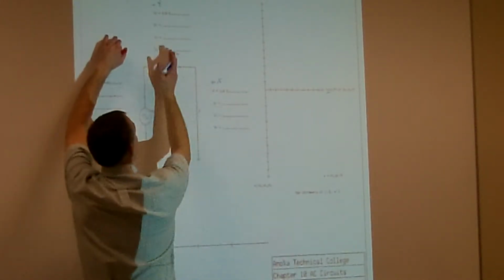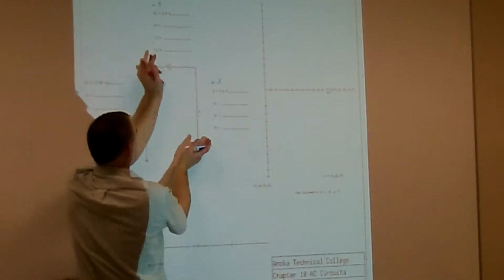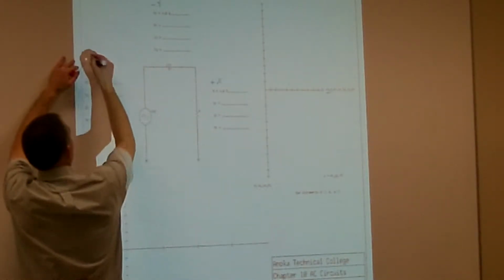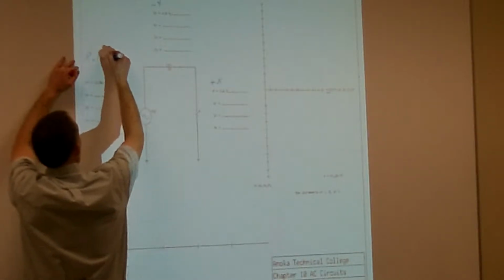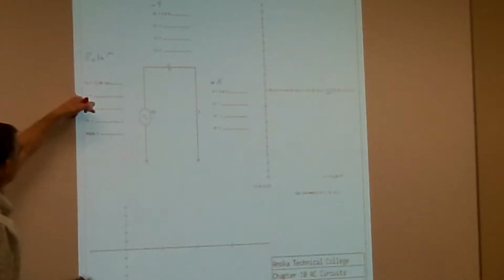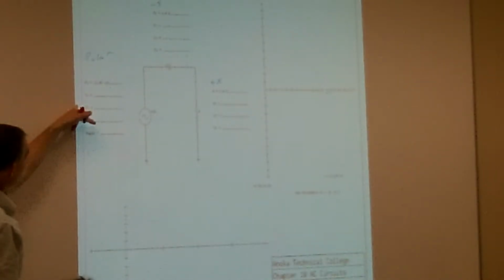So R and C, those are going to be our rectangular functions. And they always are rectangular functions. The polar function then is going to be our resultant. That's going to be what my voltage total is, what my current total is, my impedance total, my power total, and then what my angle is.